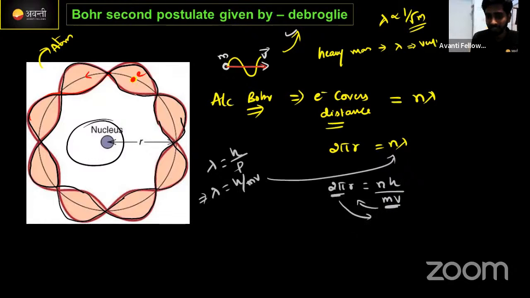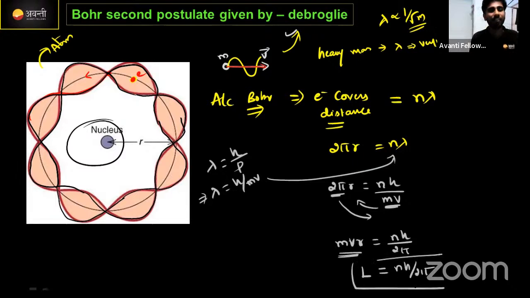Then mvr will be equal to nh divided by 2 pi. Right? Guys, do you remember this one? The quantity mvr is nothing but angular momentum, L is equal to nh divided by 2 pi. Look here, finally we got the third postulate proof also by the help of the de Broglie problem.